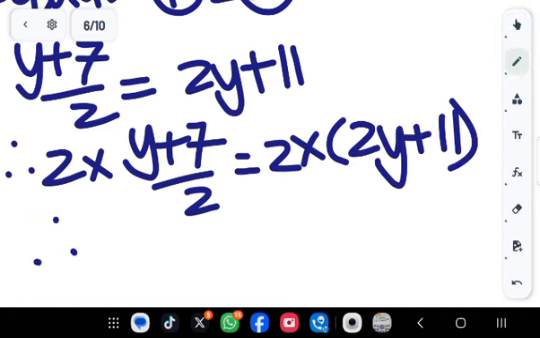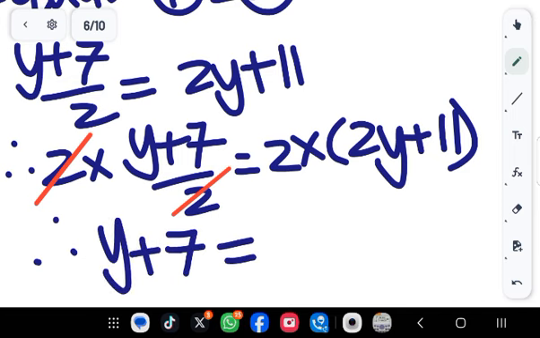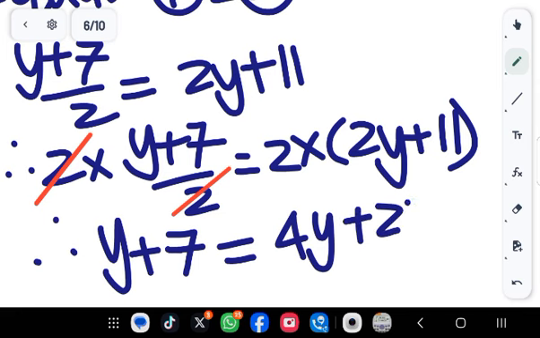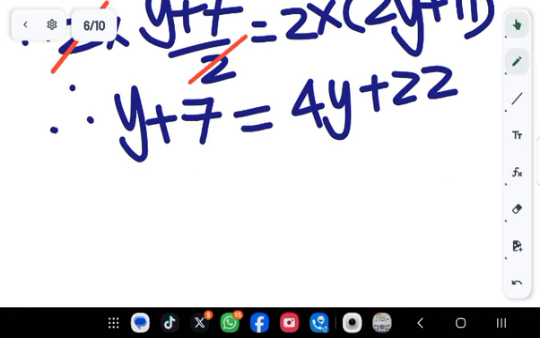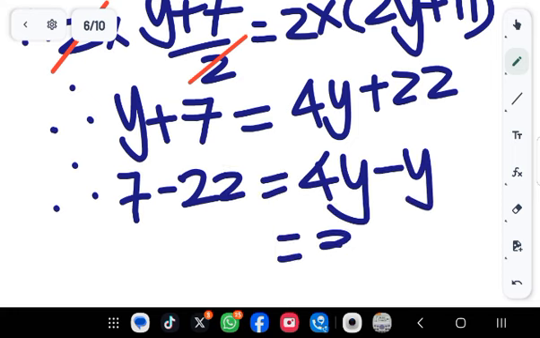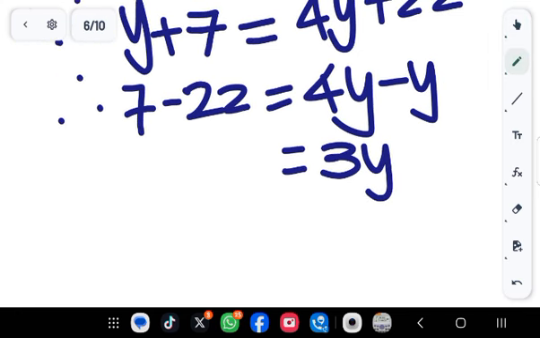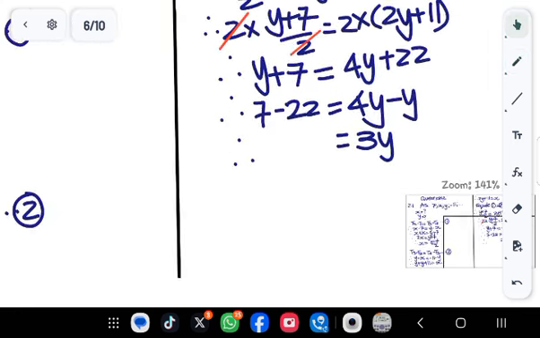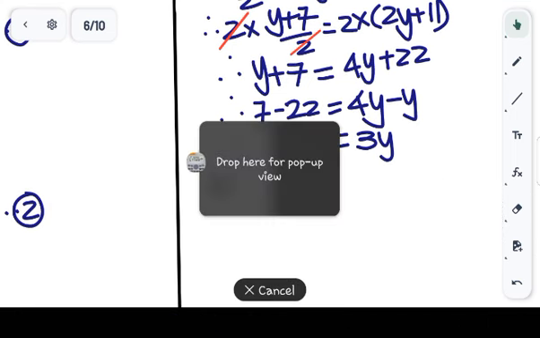Alright, so the 2's cancel out over here. We're left with y plus 7, and over here we're left with 4y plus 22. Take the y's to the right hand side and the numbers to the left hand side. So we've got 7 minus 22 equals 4y minus y. That leaves us with 3y on the right hand side, and on the left hand side we have 7 minus 22. Please always use a calculator just to double check your numbers.